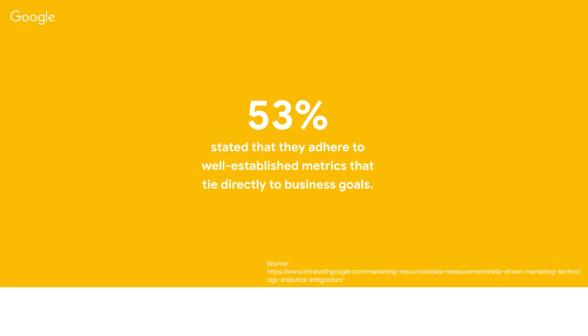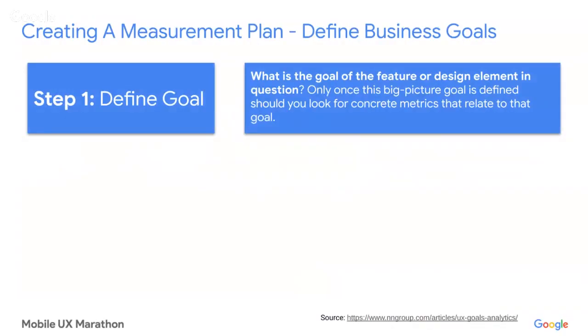Now, let's walk through Nielsen Norman Group's translating UX goals into analytics measurement plans to understand how to take our goals into measurable KPIs. Using Nielsen Norman Group's translating UX goals into analytics measurement plans, we can clearly see how to take our business goals and translate them into metrics and KPIs within 4 easy steps. The first step is defining the goal of your UX project. Goals are big picture and focus on the customer or business goals. They do not include metrics and uniquely define the goal of a specific feature or design element that is in question.